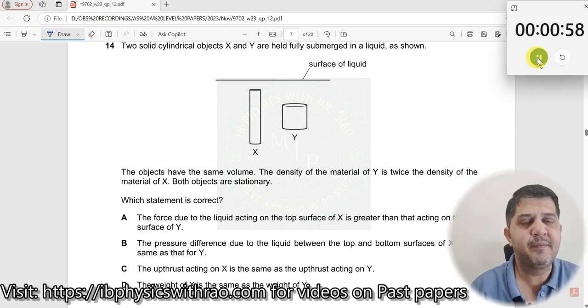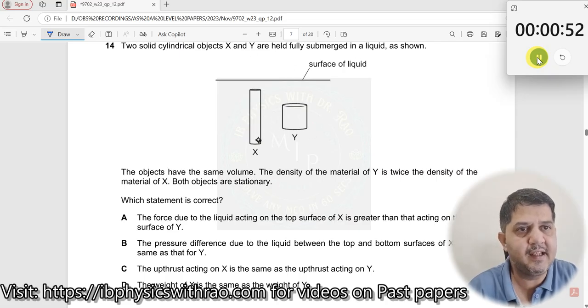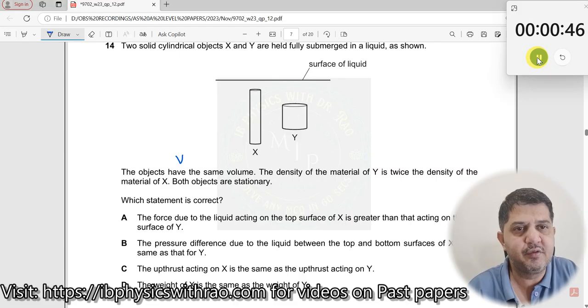Question number 14. Two solid cylindrical objects X and Y are fully submerged in a liquid. Shapes are different over here. One is lengthier, the other one is less lengthier, thicker. The objects have the same volume. So you can write Vx is equal to Vy.